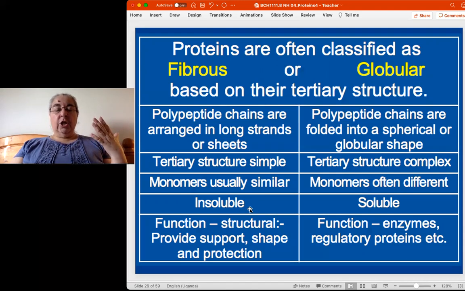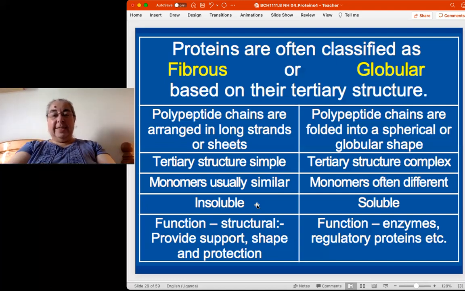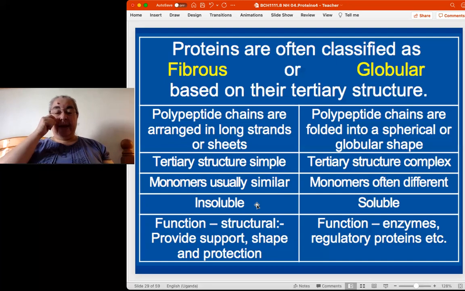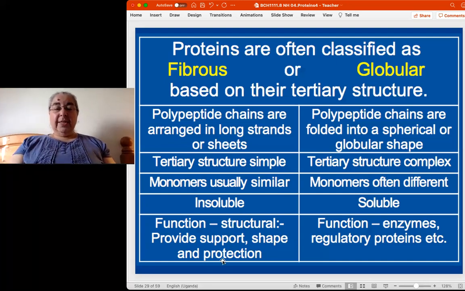They are not soluble. Now, this is important. If you think about your skin or your hair, it doesn't dissolve, does it? It would be very difficult to wash ourselves if it did. So it's good that our proteins will not dissociate and dissolve in water. Our skin remains covering our body even if it gets wet. So this allows for the function of fibrous proteins to be structural, providing shape and support and protection to our cells and to our organs and our bodies.